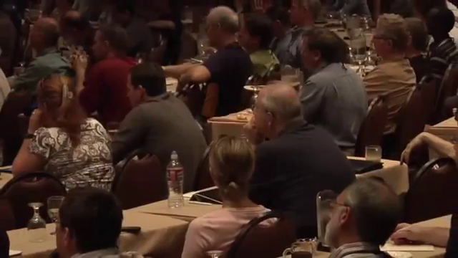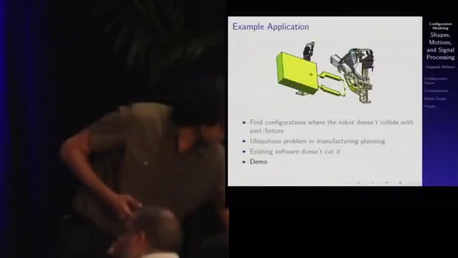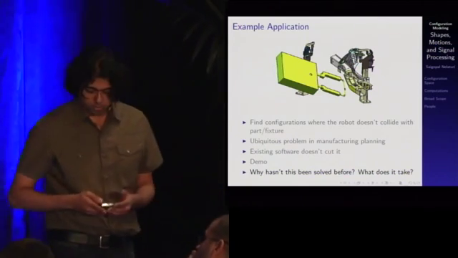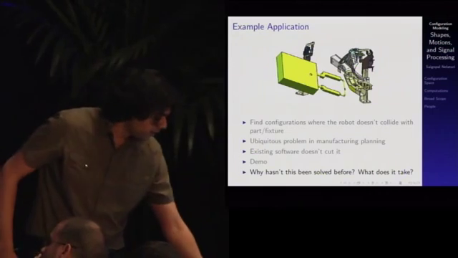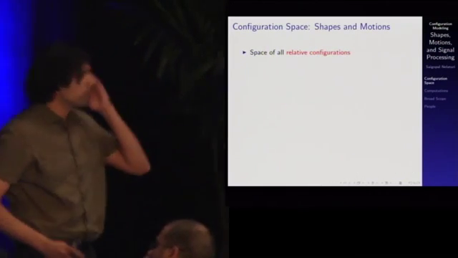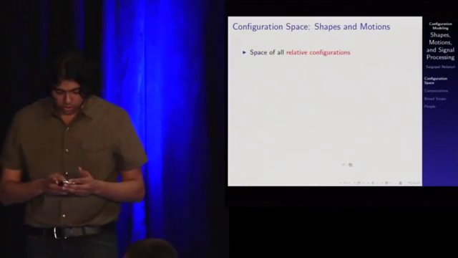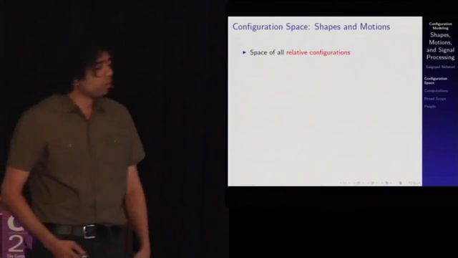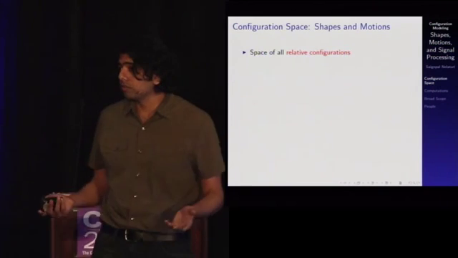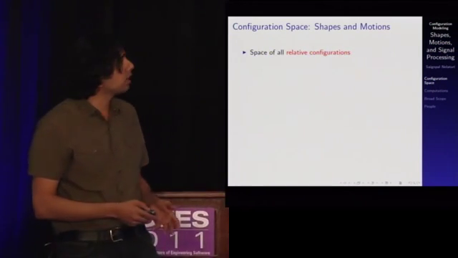And so the focus of my talk today is to basically say why this problem hasn't been solved before and what does it take to solve such problems. The first concept we have to deal with is the unification of shapes and motions using a concept called the configuration space, which is basically the space of all relative configurations between the robot and the static tooling.